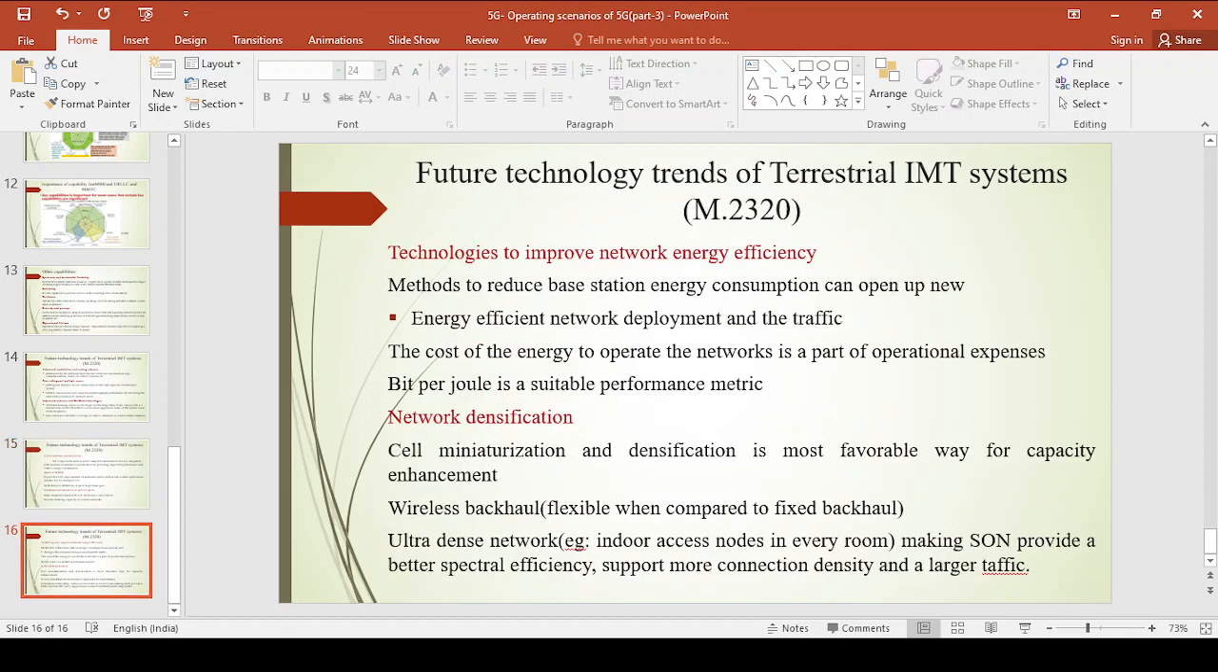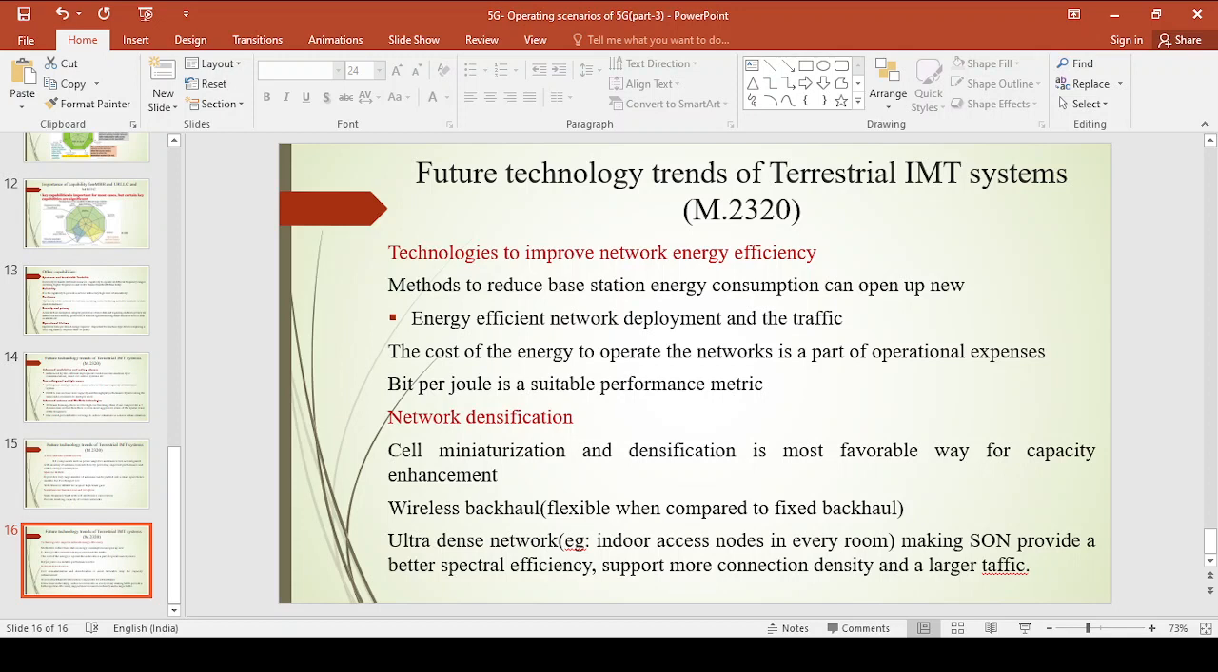And we have different technologies to improve the network energy efficiency. Now that includes methods to reduce base station energy consumption, right? We have to discuss the methods that are responsible for reducing the energy consumption at the base station. And next we have operational expenses. That means the cost of the energy to operate the network is a part of operational expenses, which is also reduced in order to improve the network energy efficiency. And next we have bit per joule as a suitable performance metric. These are the different ways through which you can improve the network energy efficiency.